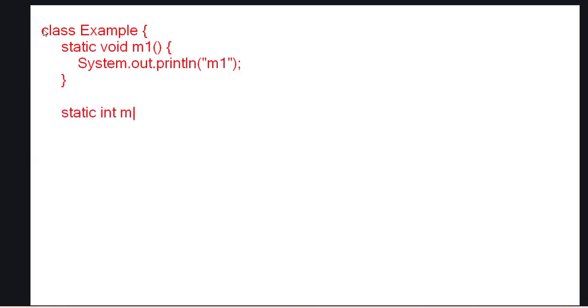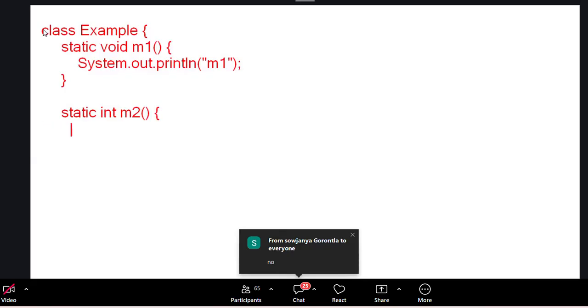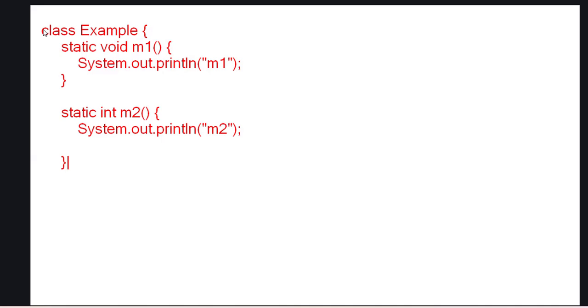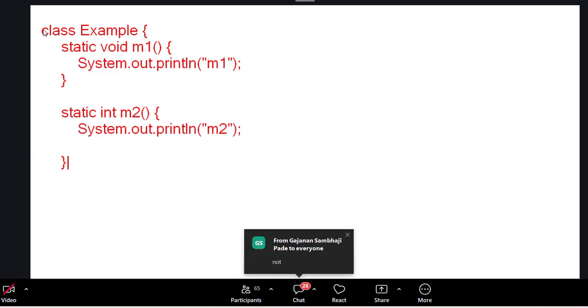Sorry, static int m2 open bracket. Here I am writing System.out.println of double quotes m2. Tell me, if I create the m2 method like this, will the compiler compile or not compile? Bolo bolo everyone, compile or not compile? Say something, don't sit silently: compiler not compile. Look at the code, m2. You have to tell by looking at its head.